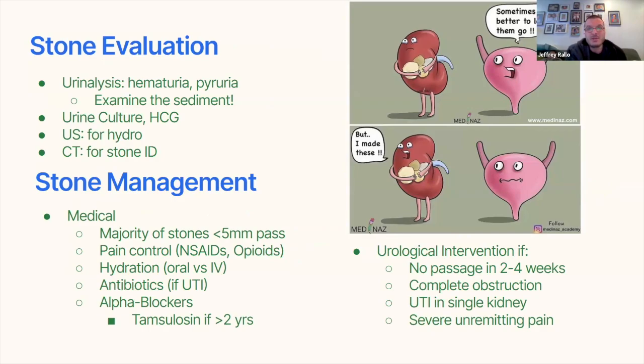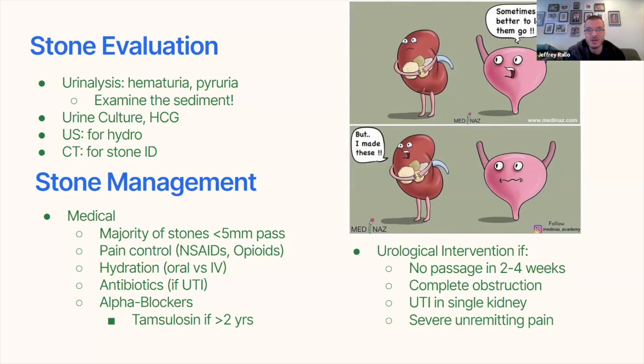Everyone sends a UA. Examine the sediment, wait for the micro, look for how many actual cells, and look for the description of the crystals or the sediments in there. Ultrasound to see if there's any signs of obstruction from the stone, or CT non-contrast is your gold standard for stone identification, even in children.